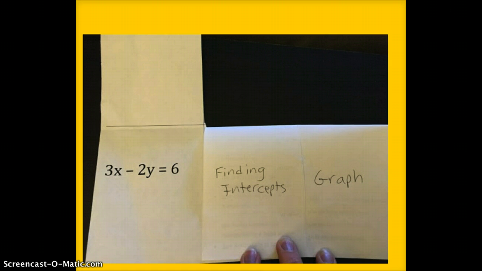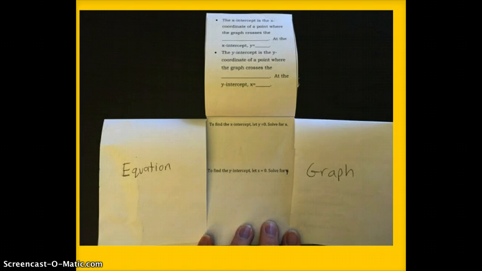Once you're ready, you're going to flip open your first tab just to take a look at the equation that we're going to be working with. For our examples, we're going to use 3x minus 2y equals 6. Now you're going to flip open the middle tab, the Using Intercepts tab. This is where we're going to take our notes and actually do some examples. The first part is you filling in the top half.